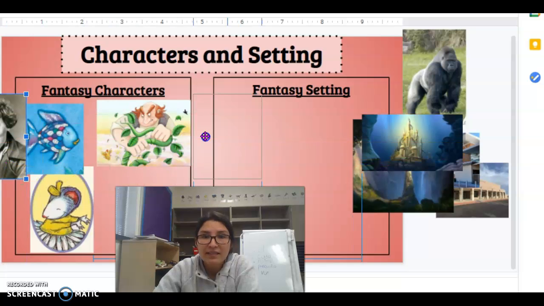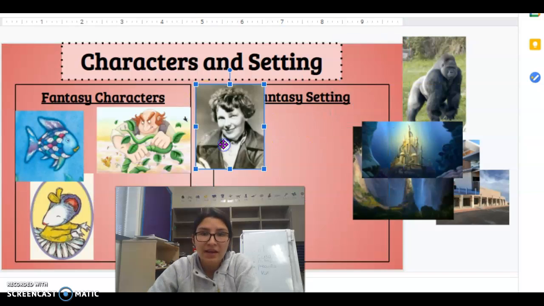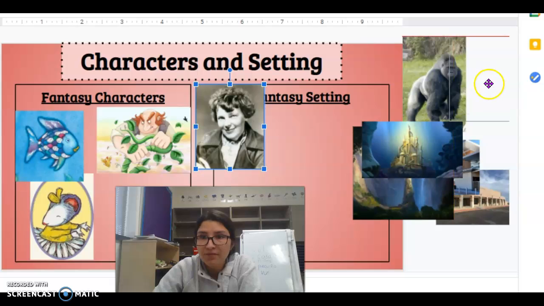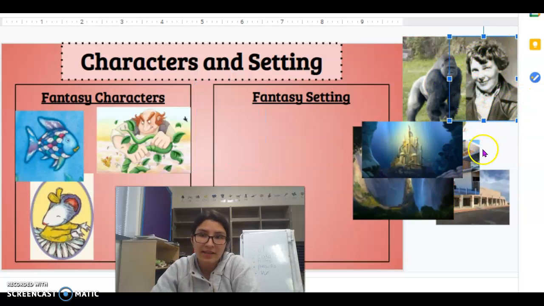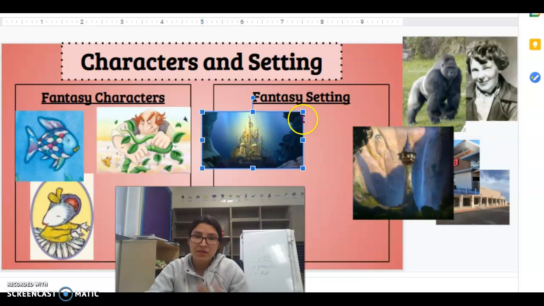And then my last example for a character is this one right here. This is Amelia Earhart. We've read 2 stories on her, 2 biographies. Now, is Amelia Earhart an example of a fantasy character or a real person? Real, right? This is a photograph of her. So that's not an example of a fantasy character. Now we're on fantasy setting. Remember, it's unusual.